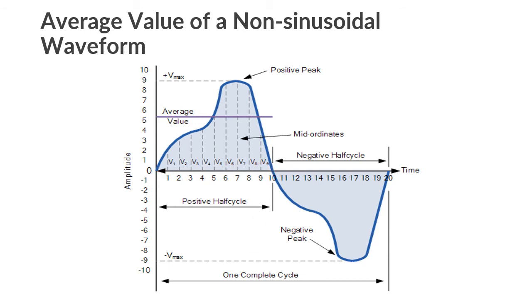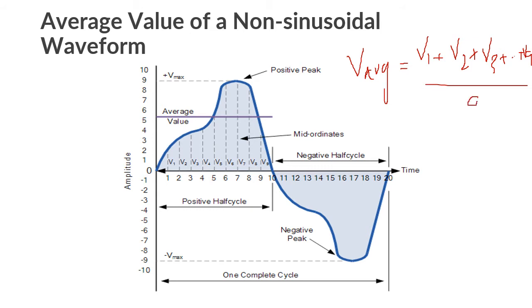So the average voltage VAVG will be equal to the addition of all the voltage values. V1 plus... here V0 is 0, therefore we don't need to include V0 and can omit it. So, V1 plus V2 plus V3 plus V4, and so on till V9. Then we need to divide it by the number of segments. Here there are 9 segments, therefore we have to divide it by 9. Then we will get the average value. From this non-sinusoidal waveform, that average value will lie at this point.